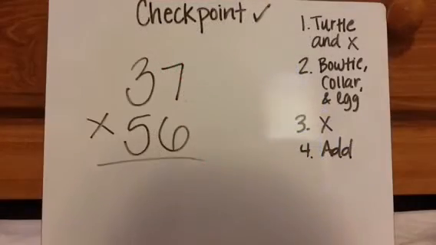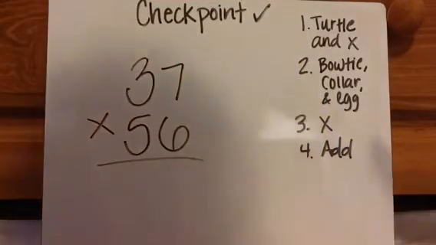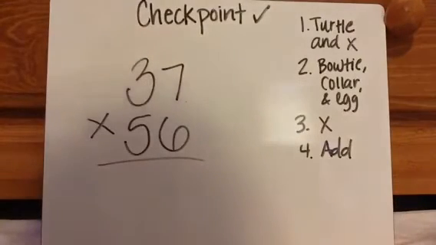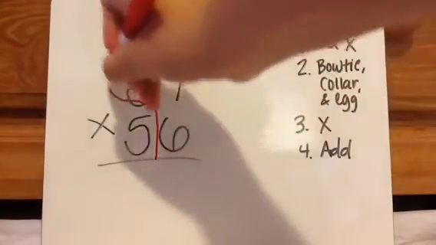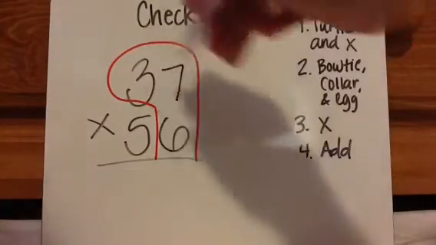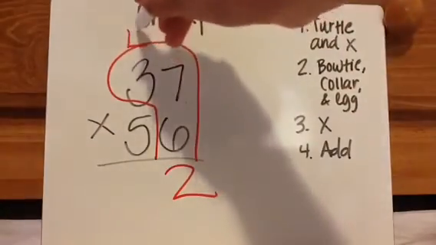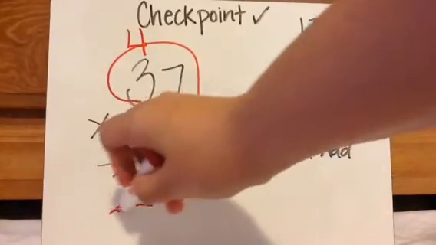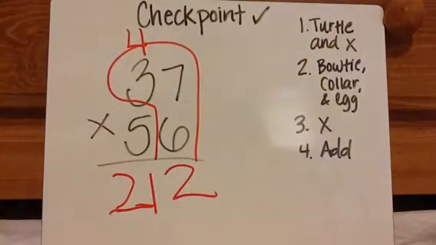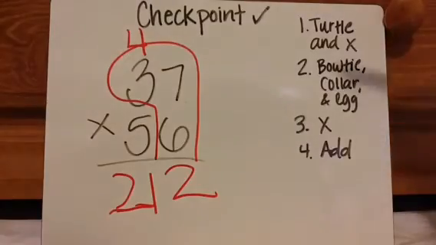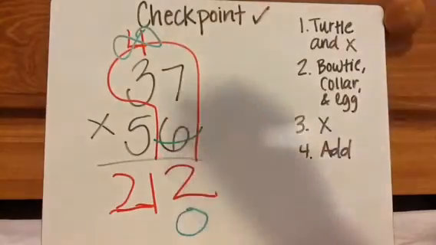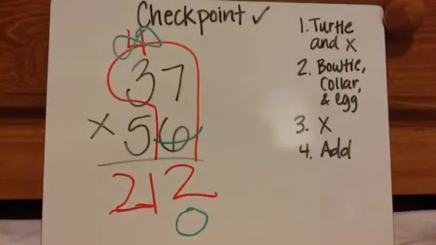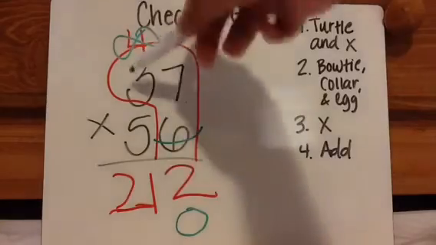Let's get started. Okay, it's time for checkpoint. I went ahead and just wrote the steps out on the side. This is the problem I want you to do. Press pause, work it, and then press play. Okay, step 1. Draw the turtle and multiply 37 times 6. Okay, 212. Step 2, bow tie, collar, egg, or a bow or whatever you want to call it. Step 3, multiply 37 times 5.